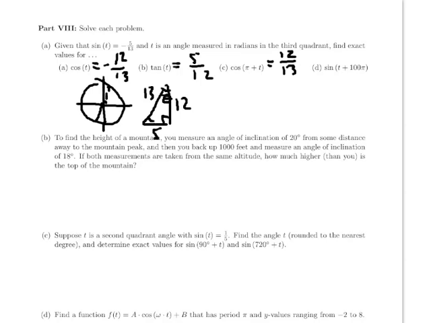And then finally, the last question asks for sine of T plus 100 pi. Well, of course, 100 pi just means go around the circle 50 times, but you'll end up pointing in the same spot, so you'll have the same value of sine that you had in the first place. So negative 5/13 matches the original value of sine of T.